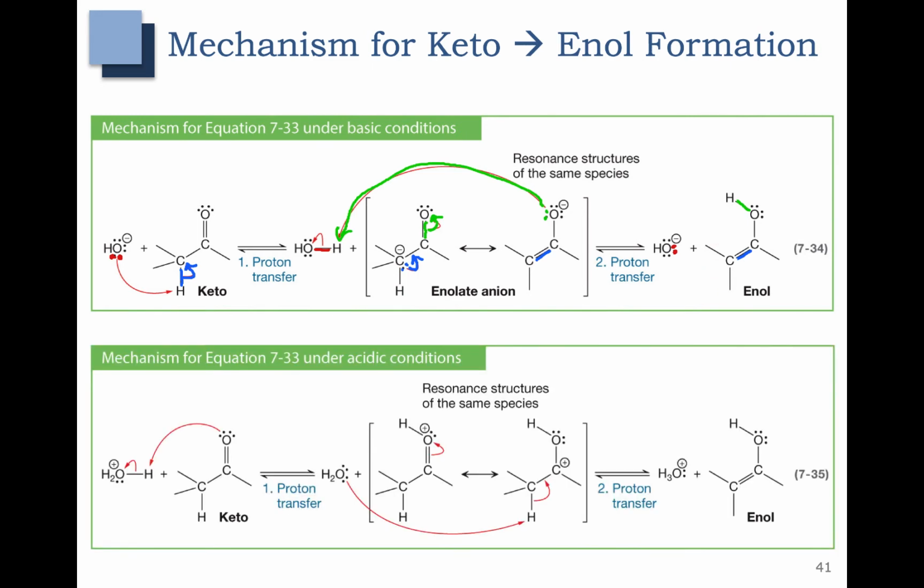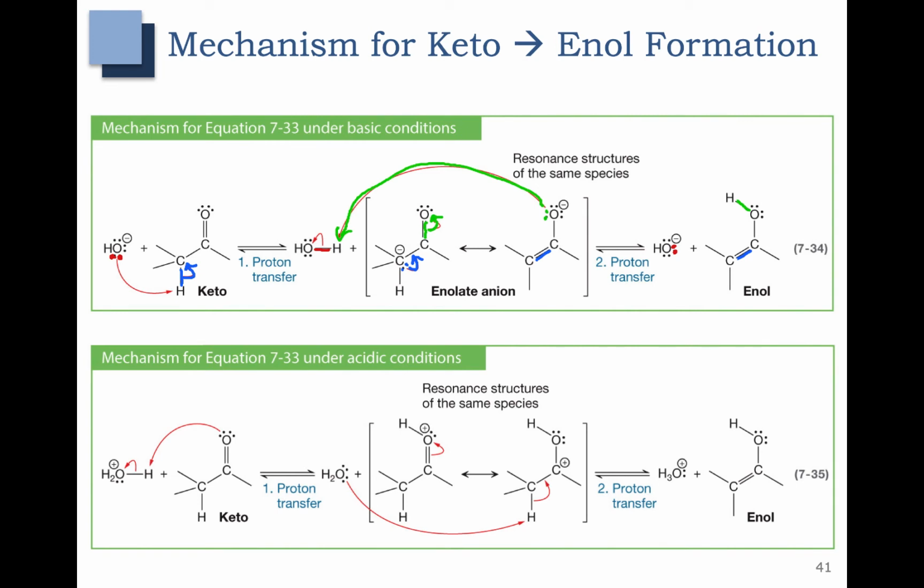reaction. We can also go from the keto form to the enol form under acidic conditions. In acidic conditions, instead of a base, which has a negative charge, we're using an acid, which has a positive charge. So all we're going to do is flip the steps.